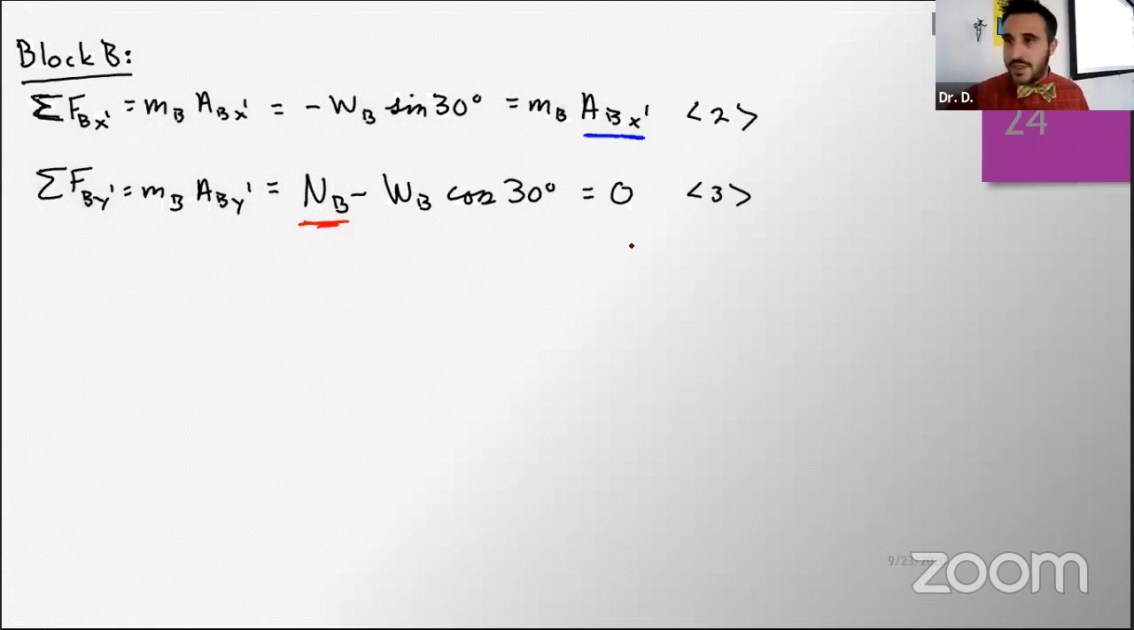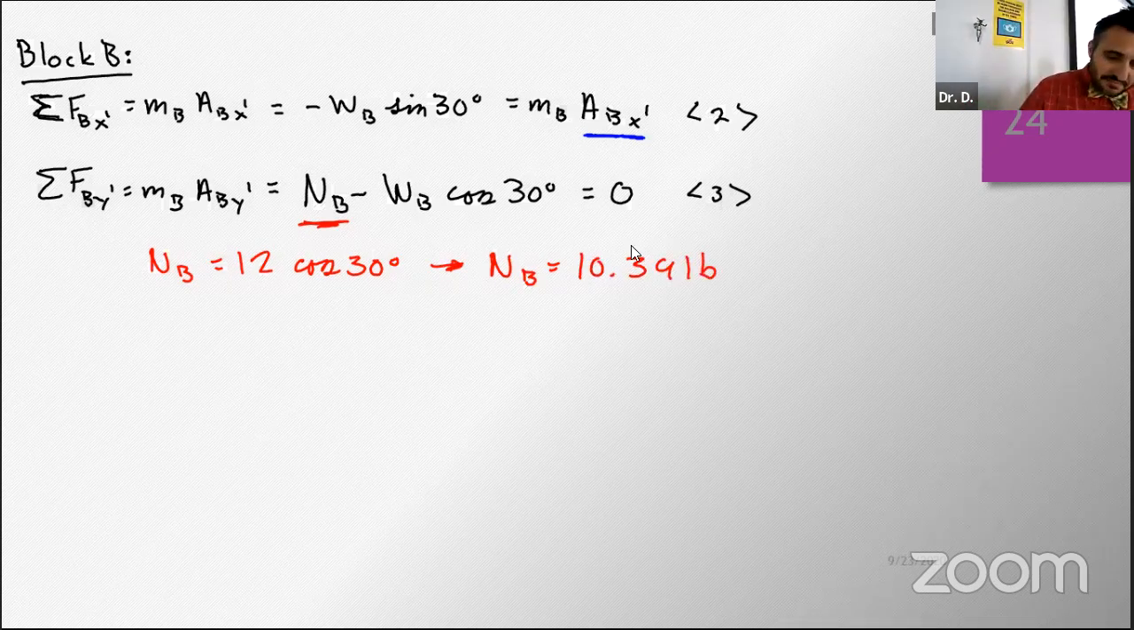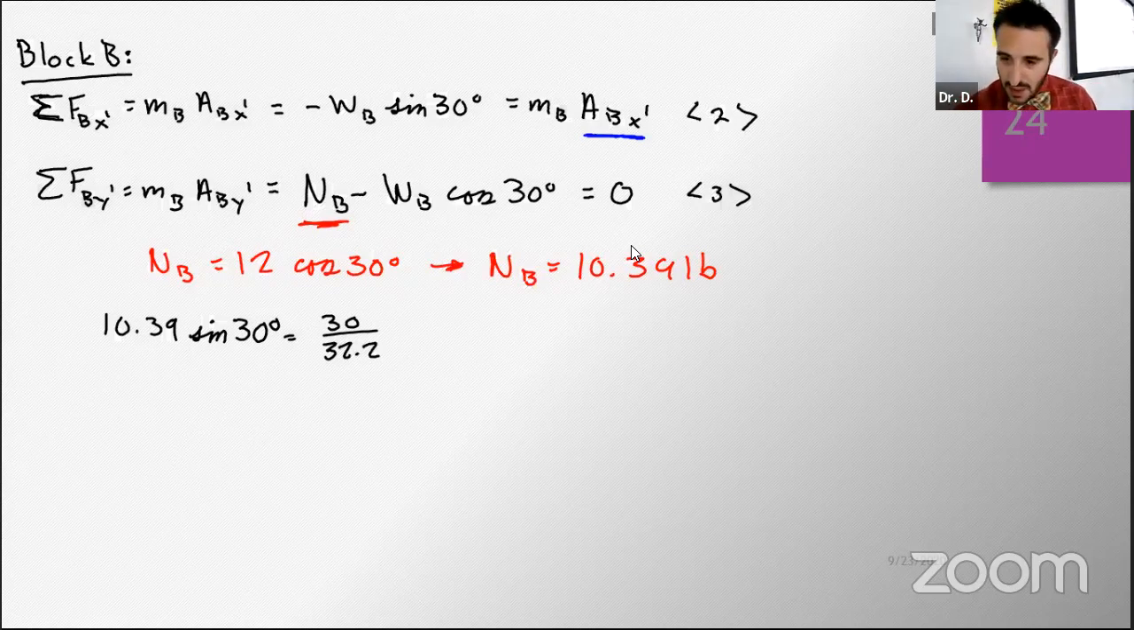So if I solve this equation for N sub B, I'll find that NB is equal to 12 cosine of 30 degrees, which is just NB is equal to 10.39 pounds. I can plug that back into the equation for block A. So I'll get 10.39 times the sine of 30 degrees is equal to 30 divided by 32.2, that's the mass of block A, times A sub A x.